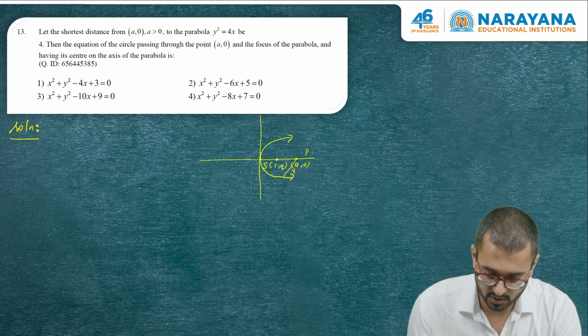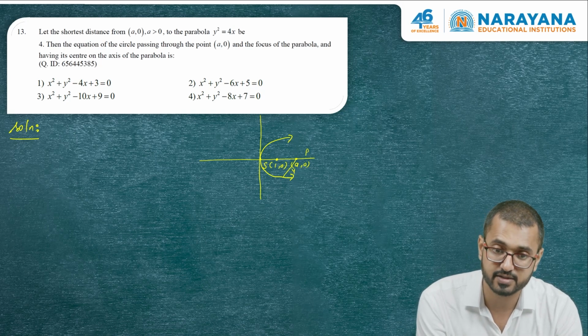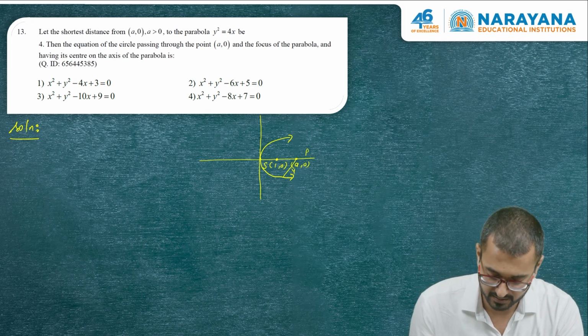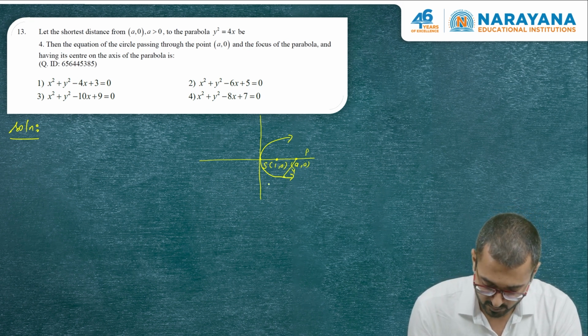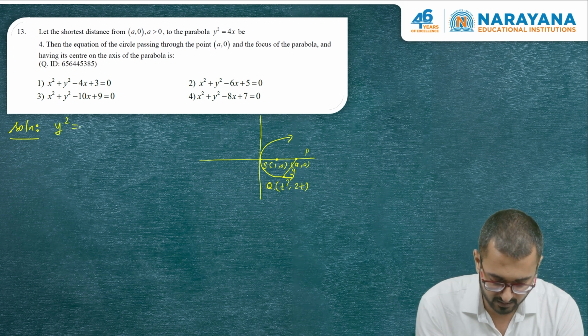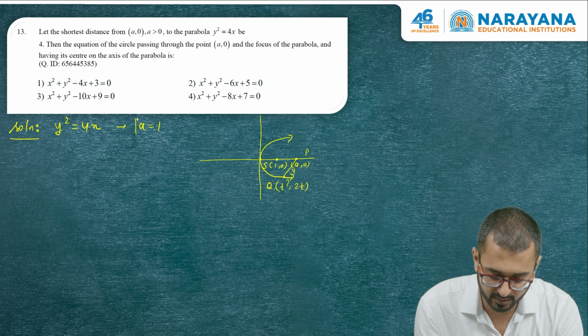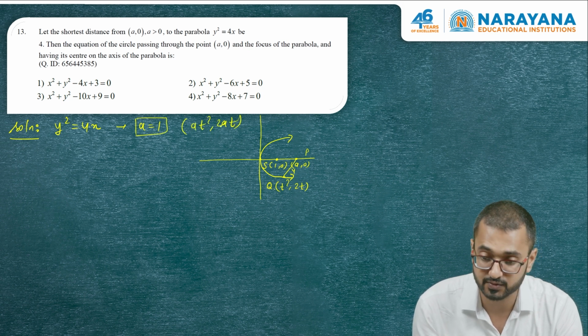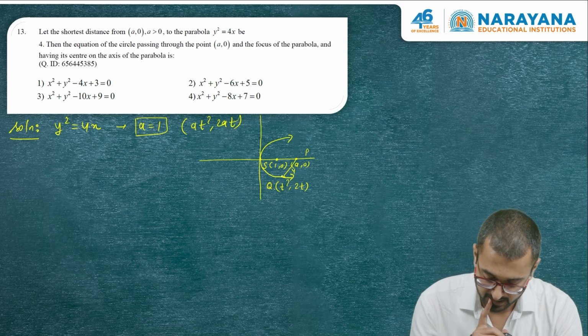So our goal is to get the shortest distance. We know that shortest distance always occurs along the common normal. So I'll say this is my point Q, and I'll write down the parametric form here. This will become t square comma 2t. We have y square is equal to 4x, so a is 1 here if you compare. The parametric form is at square comma 2at, so a is 1 means t square comma 2t.